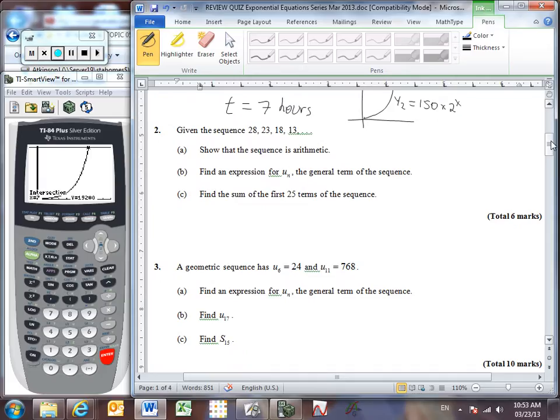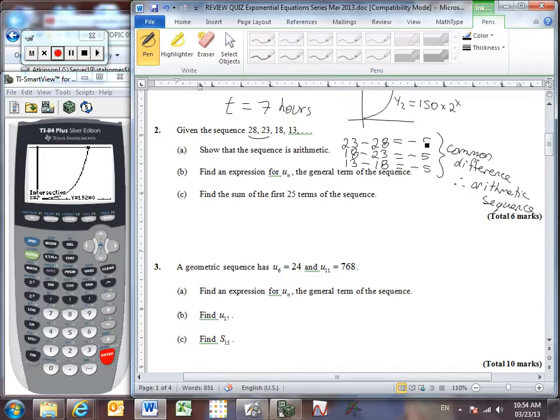Here we've been given a sequence of numbers. I need to show that the sequence is arithmetic. To show that something is arithmetic or geometric, I must take pairs of numbers and write them in reverse order. So I'll take the second one minus the first one, the third one minus the second one, the fourth one minus the third one, and in each case I'm going to calculate the difference. 23 minus 28 equals negative 5. 18 minus 23 is negative 5. 13 minus 18 is negative 5. I can see that I have a common difference. And because I have a common difference, that is what makes it an arithmetic sequence.